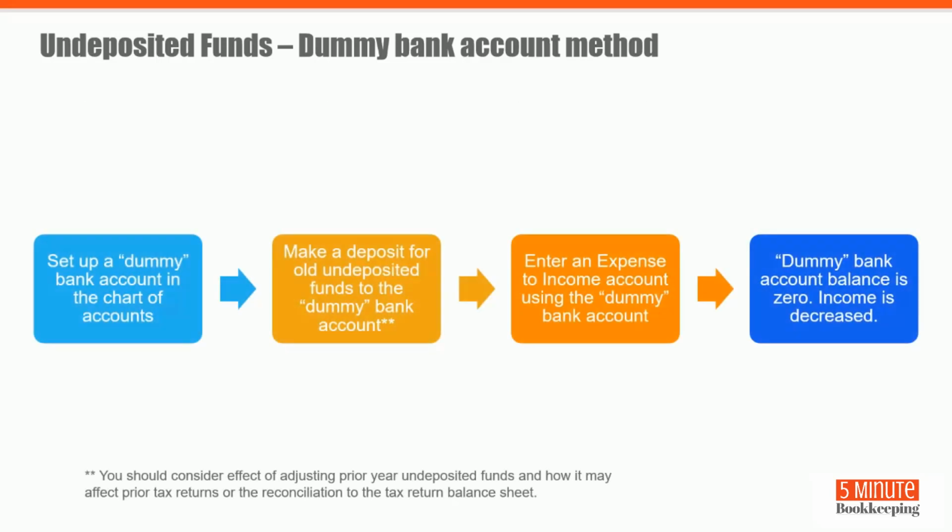Let's go through the workflow that you would follow if you use the dummy bank account method. You would first start with setting up a dummy bank account in the chart of accounts in QuickBooks Online. Then you would make a deposit for old undeposited funds to the dummy bank account. Then you would enter an expense to an income account using the dummy bank account. And then the dummy bank account balance is a 0 due to the entries that you just made, and income is decreased.